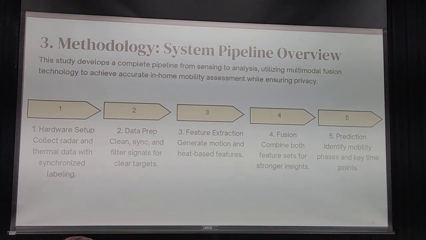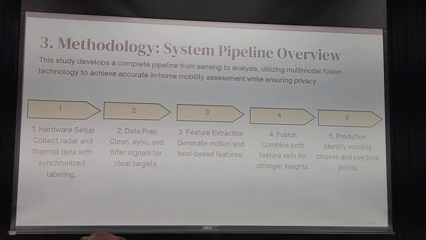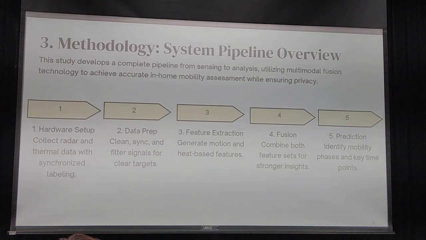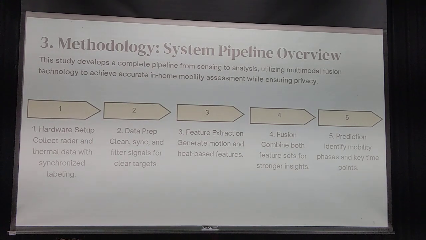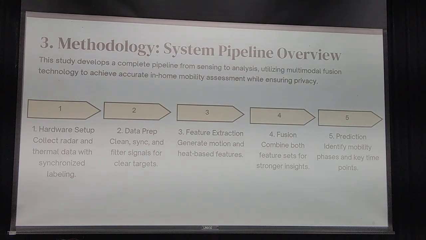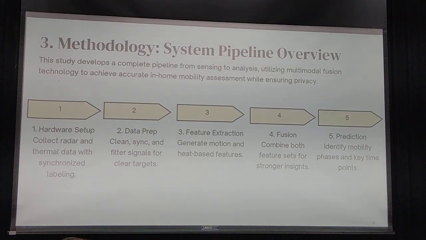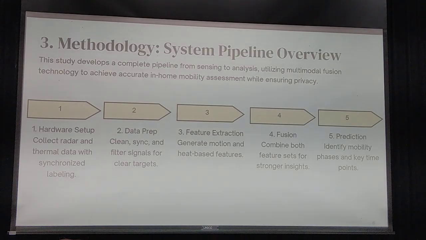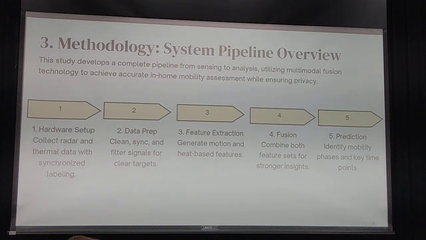Step 4 is multimodal fusion. This is the core of our system. We combine these two sets of features through feature-level fusion. In this step, the dynamic data from the radar and the contour data from the thermal camera perfectly complement each other, greatly boosting the robustness of our features. Step 5 is prediction. Based on these powerful features, our model can accurately recognize the 6 continuous phases of the TUG test and precisely pinpoint every key transition. With this, we have successfully built an automated assessment system that is both highly accurate and privacy preserving.